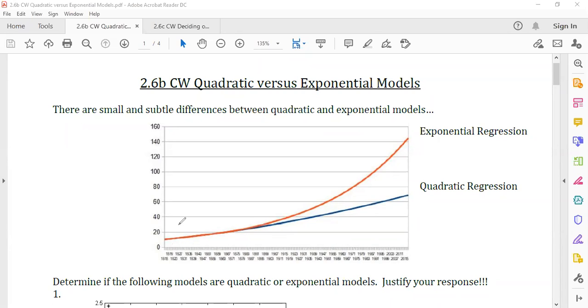Then we have our y-axis here that goes from 0 to 160. I'm not sure what this graph represents, but we want to make sure we notice the increase for the y's as the x's increase. So if we take a look here, what's one thing that you notice about exponential versus quadratic? What's a good notice about these guys?